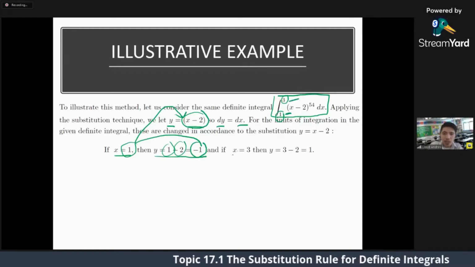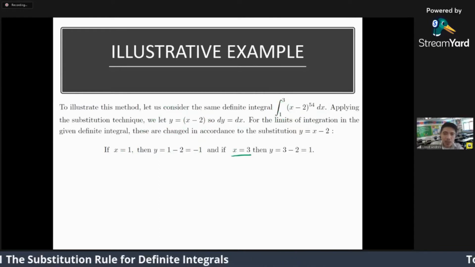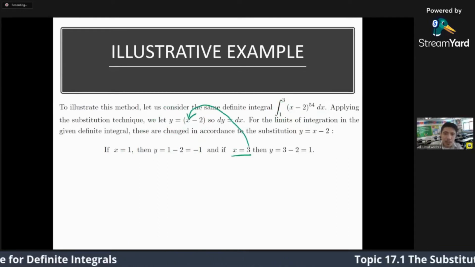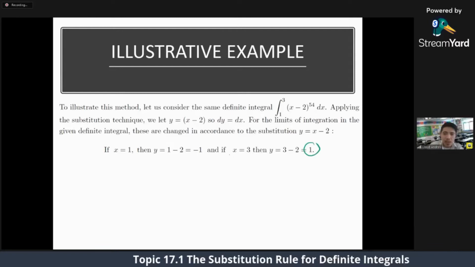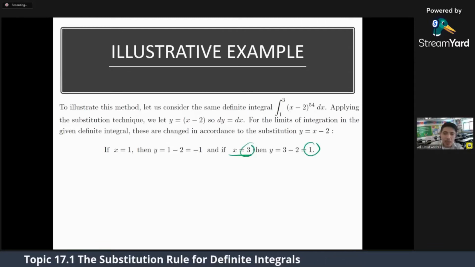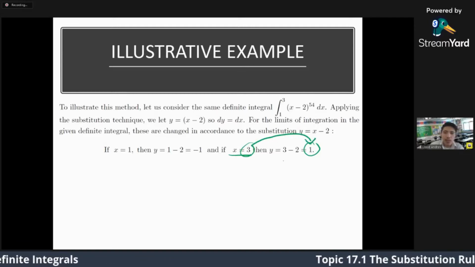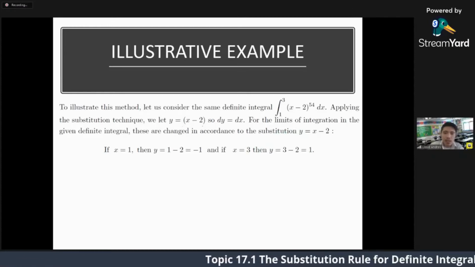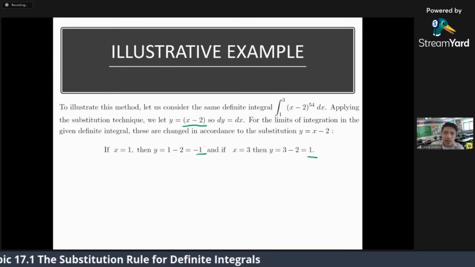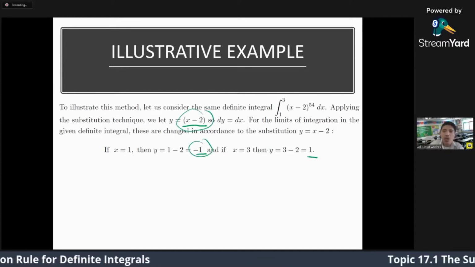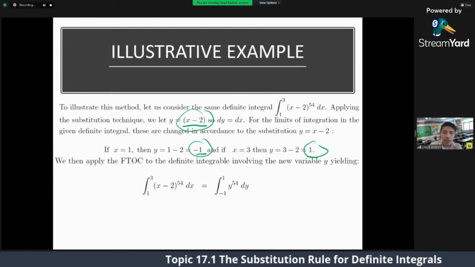So at x equals 3, same thing, you substitute 3 for the x we let. That becomes 3 minus 2, which is 1. Meaning, your upper limit x equals 3 becomes y equals 1. So again, in method 2, the integrand is changed as well as the upper and lower limits. So we have a new integrand, a new lower limit, and a new upper limit. So we substitute them here.